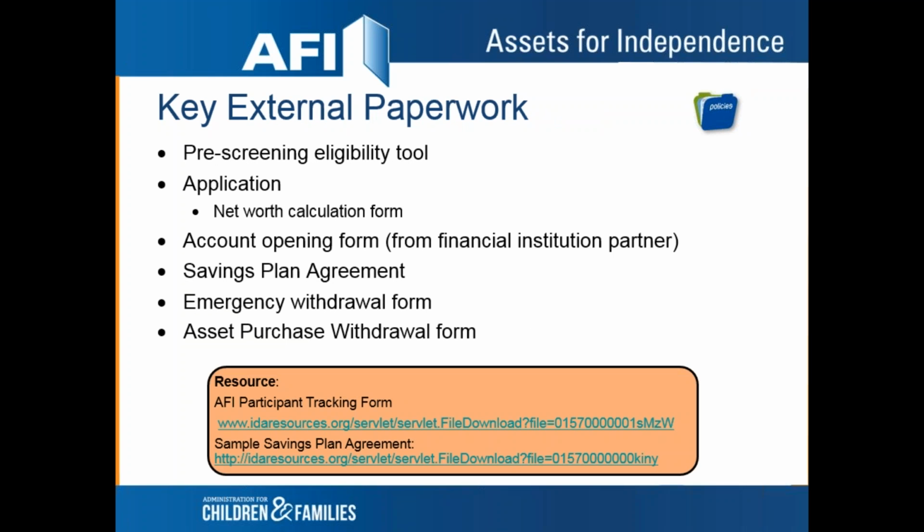And here are some of the key paperwork or forms your participants will likely have to use at some point while participating in your AFI project, including perhaps a pre-screening eligibility tool, an application including net worth calculation form, an account opening form from your financial institution partner, a savings plan agreement, an emergency withdrawal form, and an asset purchase withdrawal form. There are many resources available at the AFI Resource Center to help you create your policies, procedures, and paperwork. Some of those resources are linked on your screen.